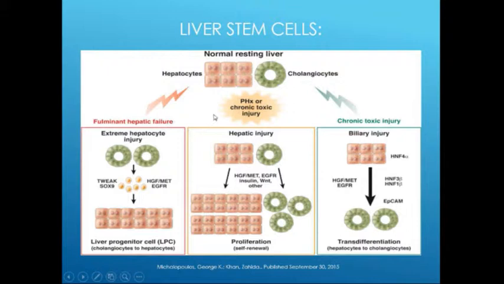There's a lot of stem cell research going on with the liver now. And just to summarize in this cartoon, with any hepatic injury in different mouse cell lines, you can have proliferation and self-renewal of those cell lines of the liver. If you have fulminant hepatic failure, such as in acetaminophen hepatotoxicity, it's been shown in cell lines that cholangiocytes can actually differentiate from progenitor cells to hepatocytes. And if you have chronic biliary injury, such as nitrofurantoin toxicity to the liver, you can have transdifferentiation where hepatocytes turn into cholangiocytes.